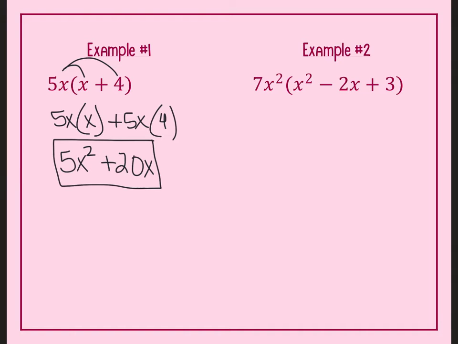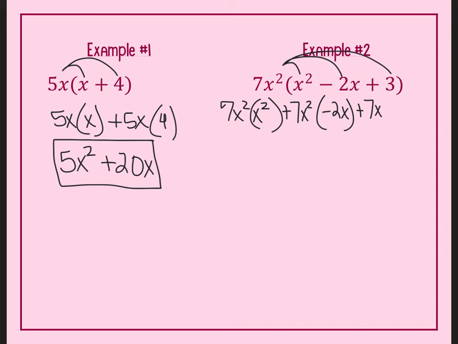So for our example number 2, it's the first term, and we're going to multiply that by everything. So we have 7x squared, and we're going to multiply it by x squared. Then we have a positive 7x squared, and we're going to multiply it by negative 2x. And then we have a positive 7x squared, and we're going to multiply it by 3. So that's what it means when we're doing the distribution.